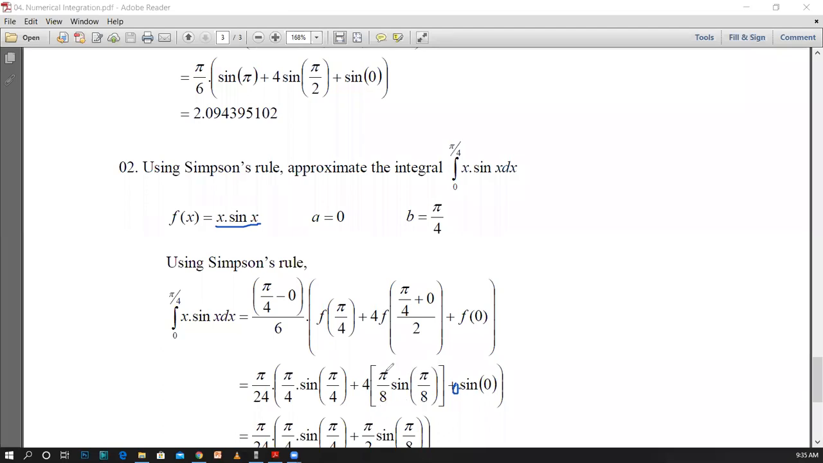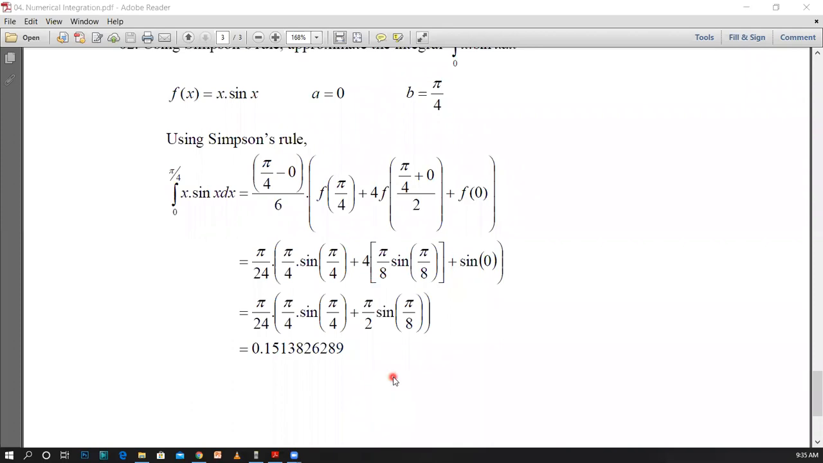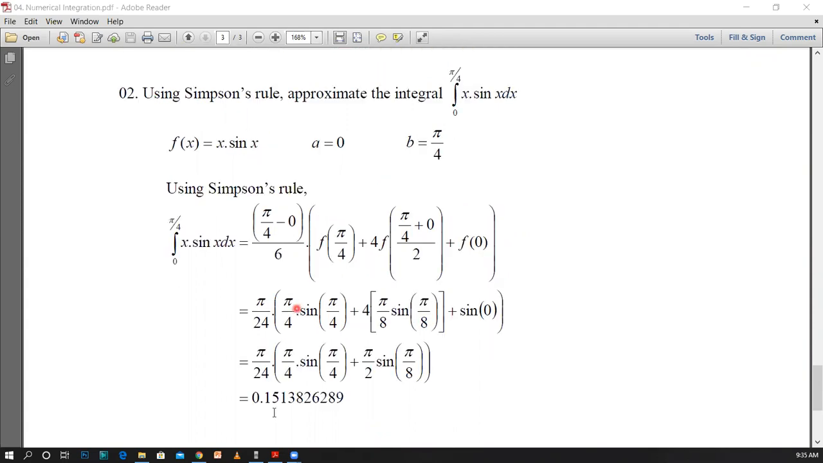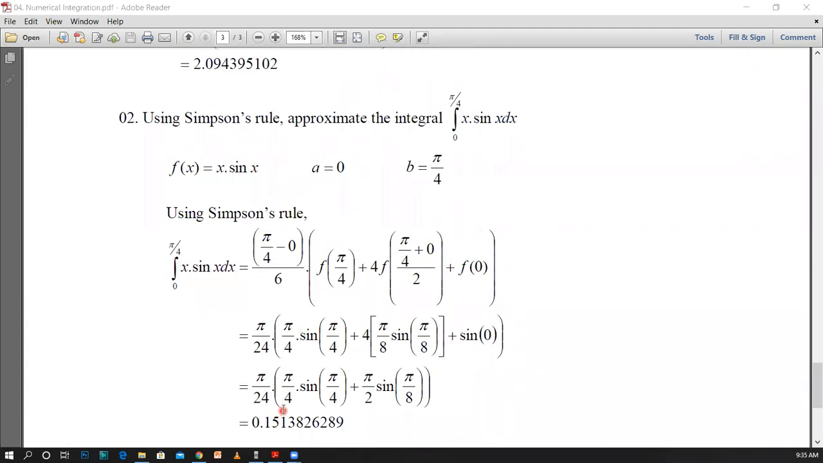Then using the appropriate calculation, we can obtain the answer as 0.1513826289. Again here, if you compare this with the previous two results, the previous two methods are somewhat less precise, but if you use Simpson's rule, it will be closer to the exact value. We are getting values closer to the exact value, though it is still only approximate because we are using approximation methods. And thank you all for joining this session.